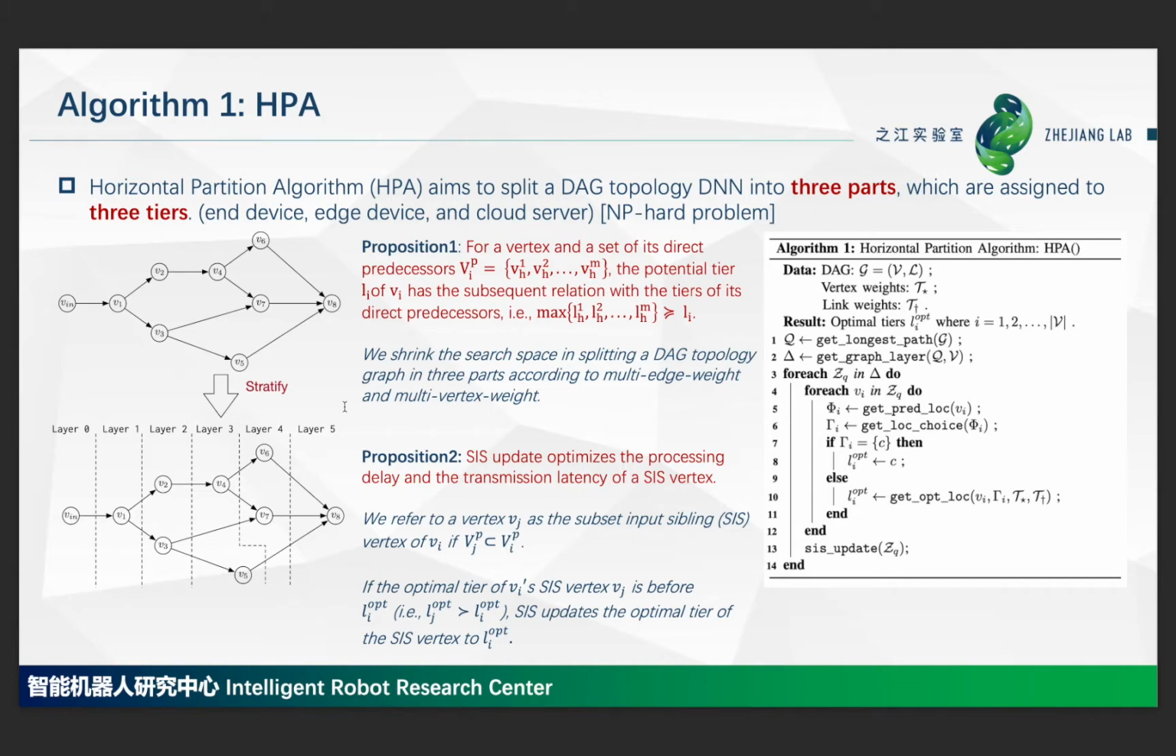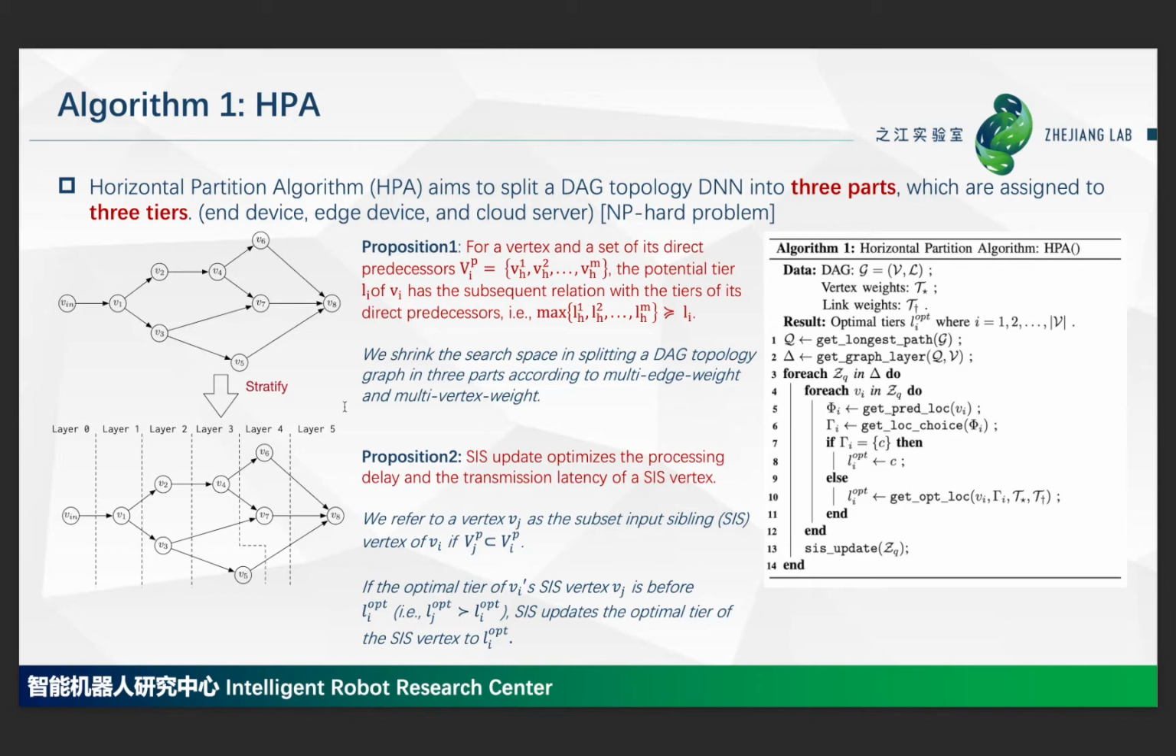Here are the algorithms that are important in our system. The first algorithm is the horizontal partition algorithm, which aims to split a DAG topology DNN into 3 parts, and we assign these 3 parts to 3 tiers. Our idea is first to stratify a DAG topology DNN. In this example, you can see that we stratify a DAG topology DNN into 5 layers.